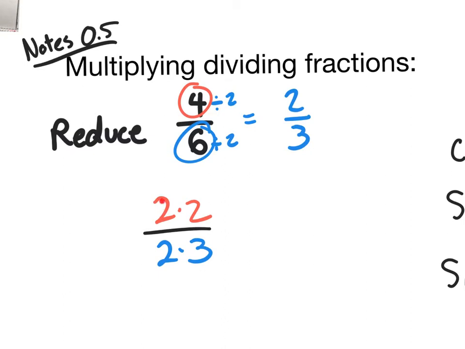We know that 2 divided by 2 is 1. 2 divided by 2 is 1, so we are able to cancel those out, and there's our answer. Same answer, it's just reduced in a different way, okay?